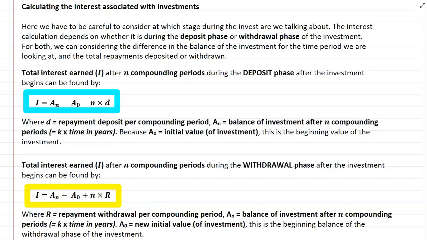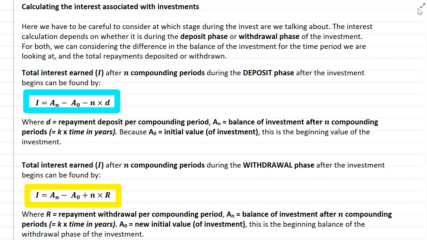$11,378.38. Alright, time to deal with calculating the interest associated with investments. Now it was easy with loan annuities or reducing loan balances because we only had to worry about paying off the loan. In investments, there are 2 lots of total interest we need to consider.